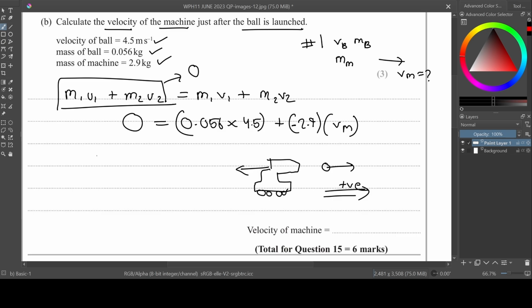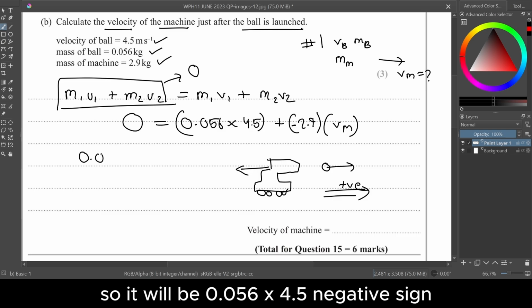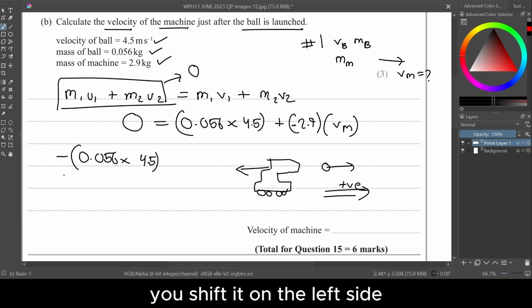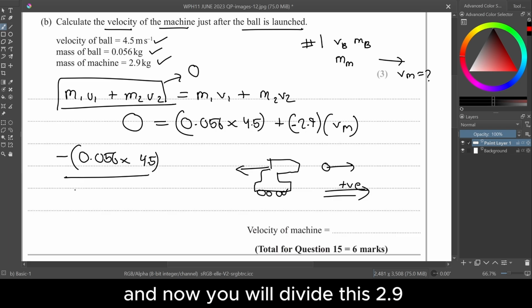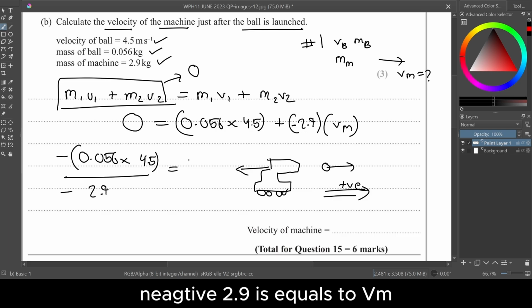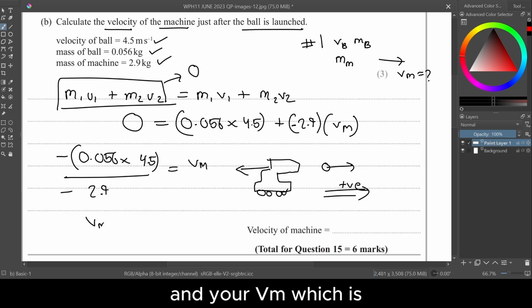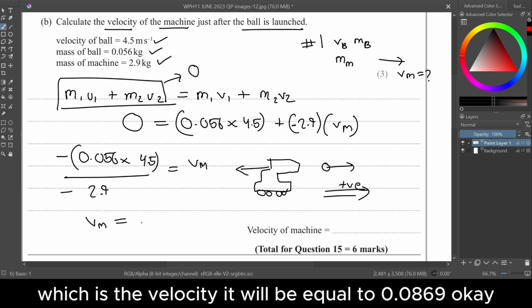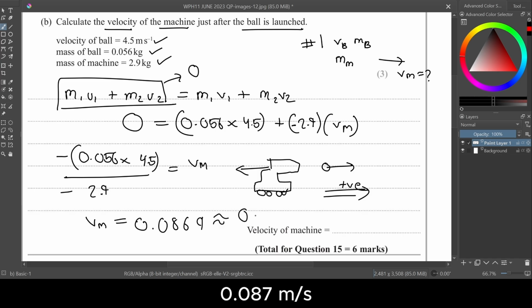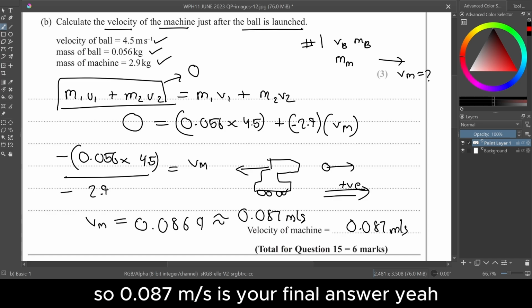It's up to you. So it will be 0.056 times 4.5, negative sign, you shift it on the left side, and now you divide by negative 2.9, which is equal to Vm, and your Vm, the velocity, will be equal to 0.0869. Okay, if you round it off, you will get 0.087 meter per second. So 0.087 meter per second is your final answer.